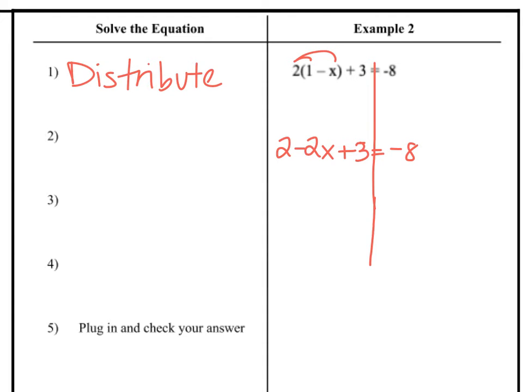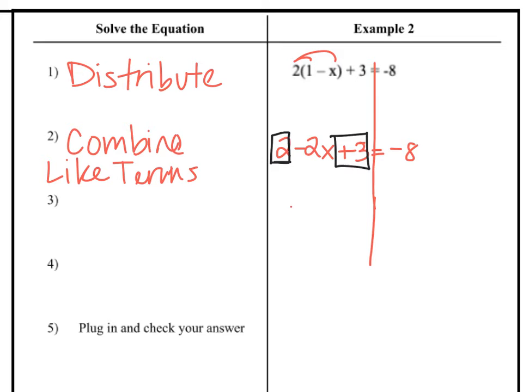Okay, you distributed. Now check and see, can you combine like terms? Answer, yes. 2 and plus 3. Those are like terms. Negative 2x, there's no more of those, so you can't combine anymore. So combine like terms, and I will get 5 minus 2x equals negative 8. You don't have variables on both sides, so you don't need to move anything. We'll move on to add or subtract.